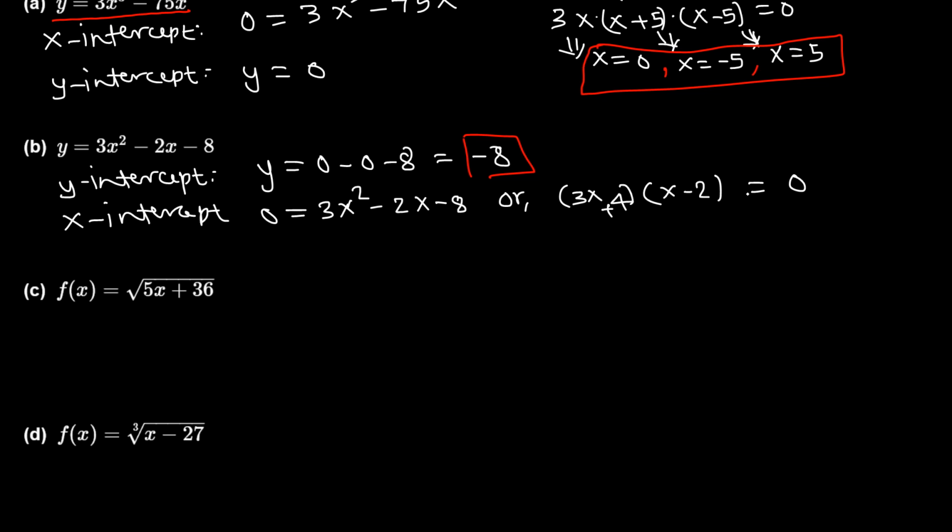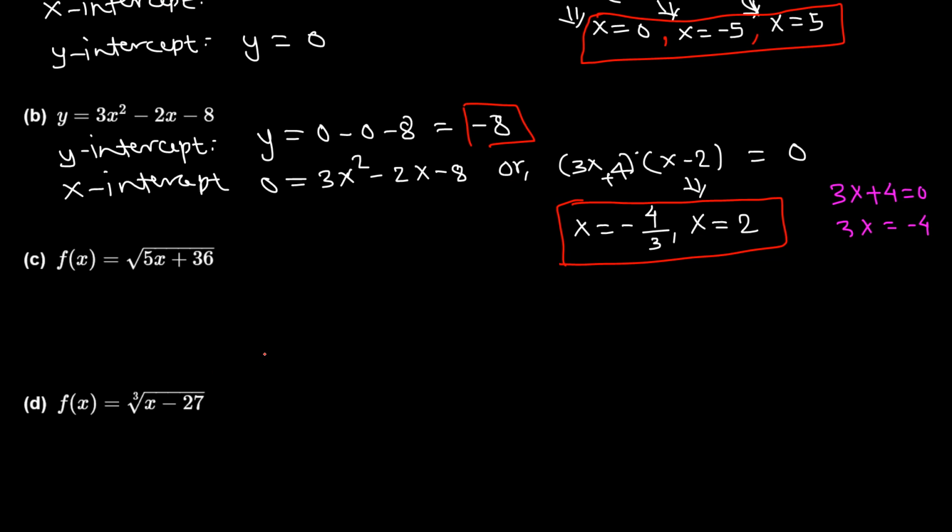Okay, so we factor that equals 0. So that is either 3x plus 4 equals 0 or x minus 2 equals 0. From this we get x equals 2. From 3x plus 4 equals 0, we can do some more: subtract 4 from both sides, divide by 3. So from this we get x equals negative 4 over 3. So these are the two x intercepts.